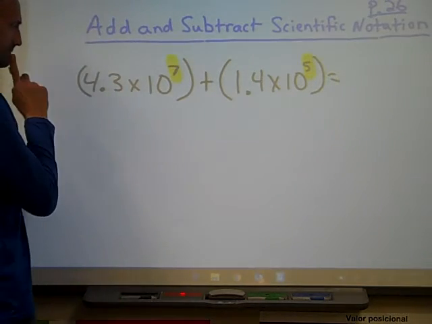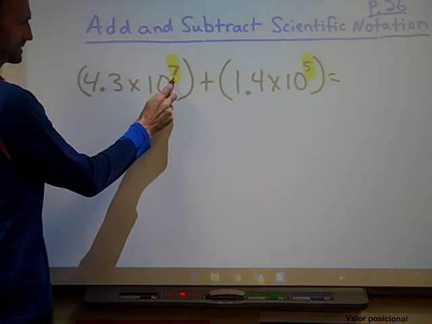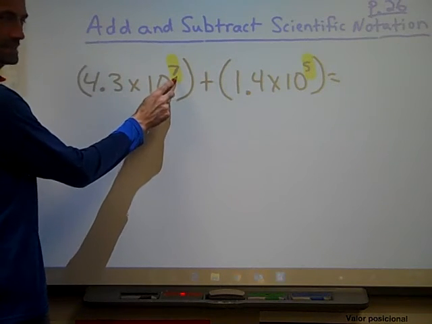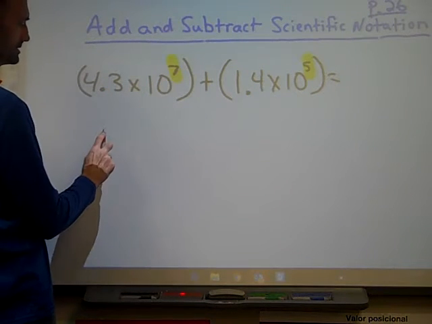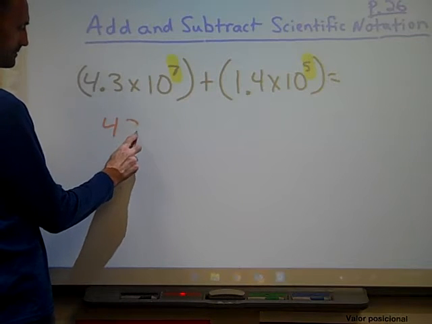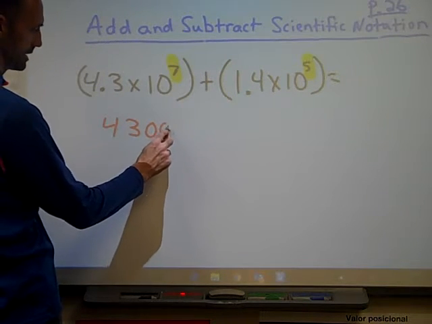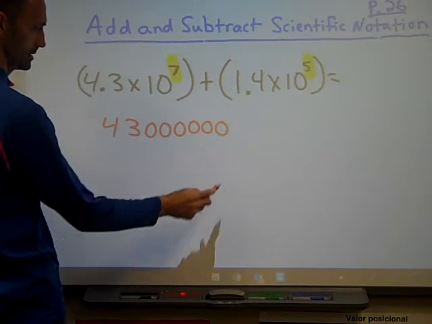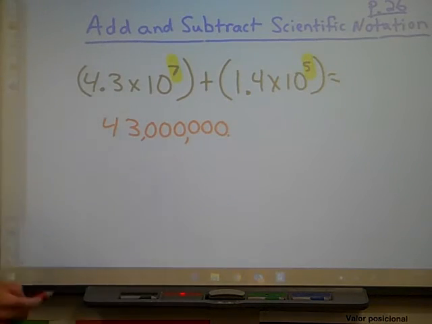So thinking back to page 25, right, positive exponent tells the decimal to move that many times to the right. So this decimal is going to move 7 times to the right. 1, 2, 3, 4, 5, 6, 7. We can put it there. I'm going to put commas in right now to make it easier to read.